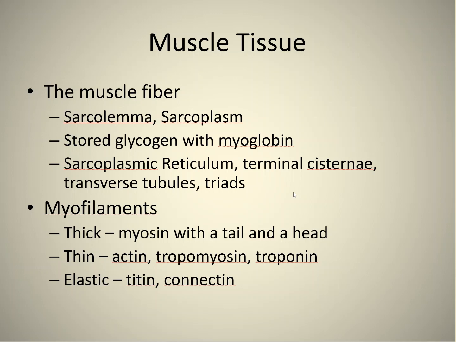Then myofilaments are parts of the muscle cell that are composed of proteins, and we're going to have to learn several different kinds of proteins that make up what are called thin filaments, thick filaments, and elastic filaments. So we'll learn muscle proteins called myosin, actin, tropomyosin, troponin, titin, and connectin, and a couple others along the way.